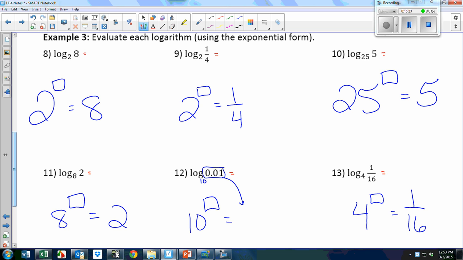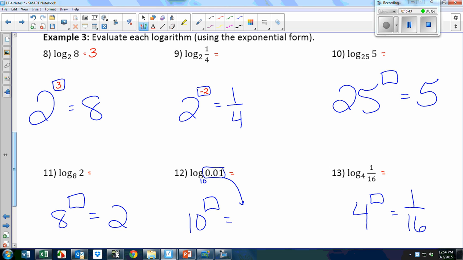Good. All right, go over number 8. 2 to the what makes 8? 3, so you're right. Log base 2 of 8 is the answer 3. Number 9, 2 to the what? What's going to make it become a fraction? A negative exponent. What's going to turn the 2 into 4? Squaring. So yeah, I heard it.